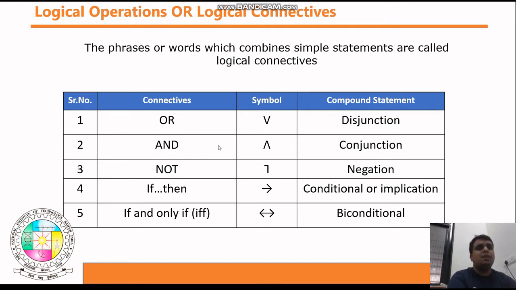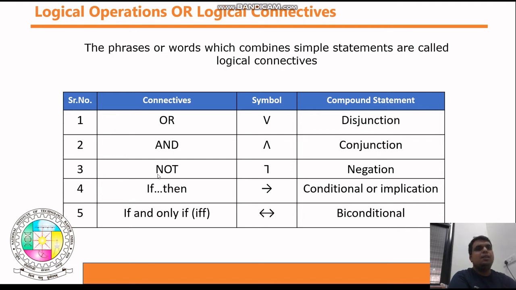The next connective is and. This is called a reverse V. This is a similar symbol, but this is not a V. This is the symbol of and, and the compound statement formed by the and connective is called a conjunction. So this is called a conjunction whenever you are using the and connective.